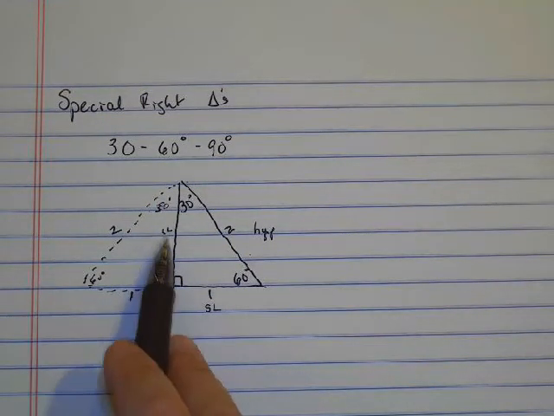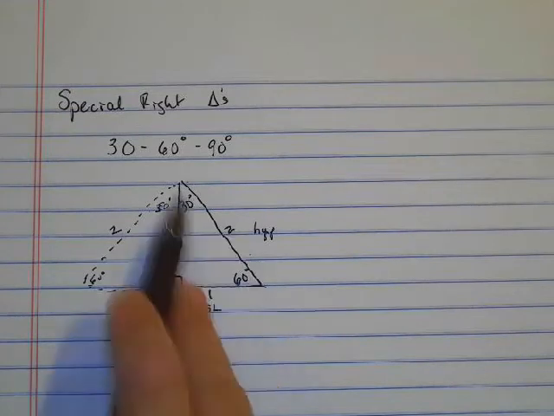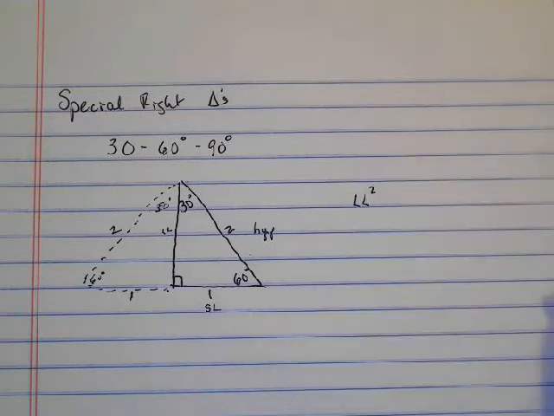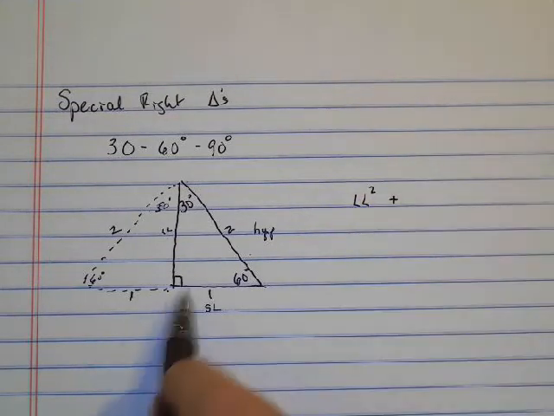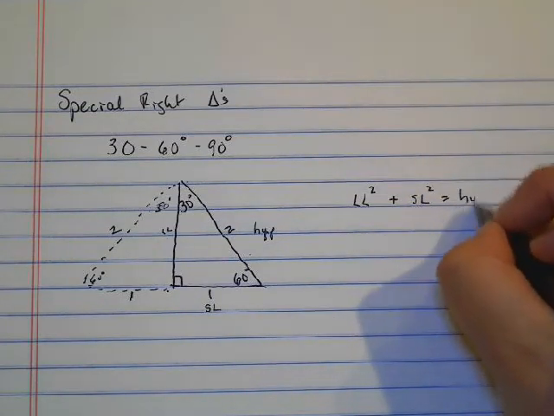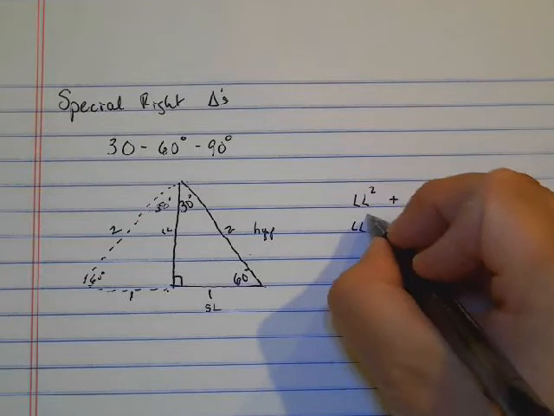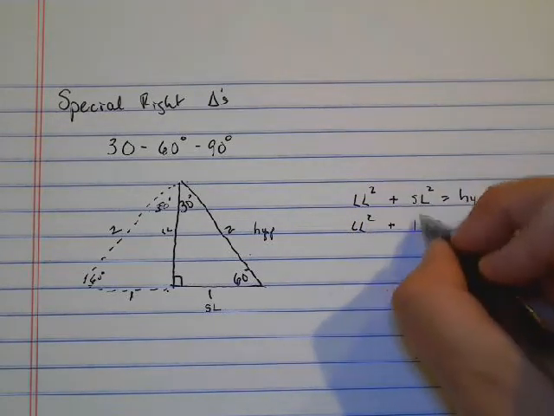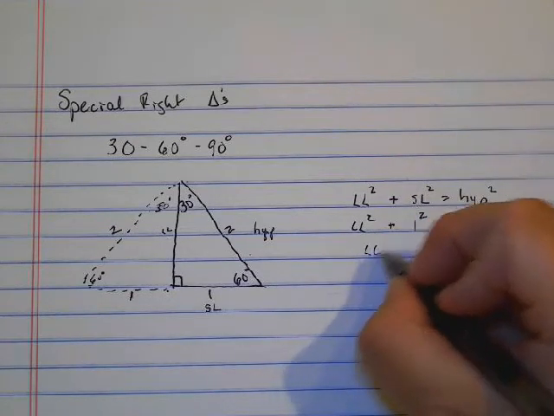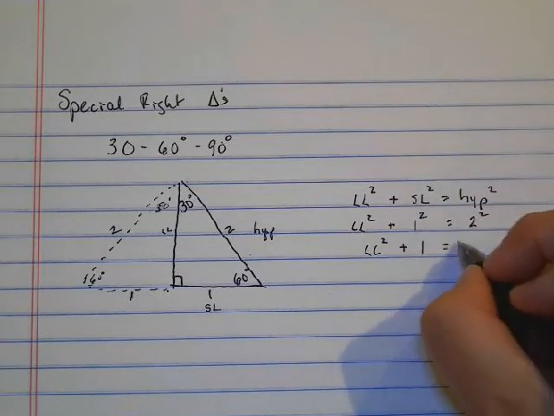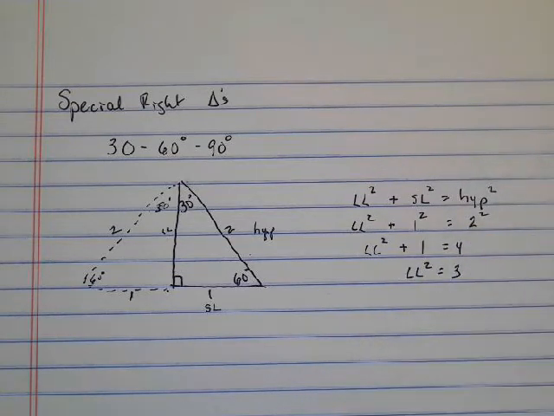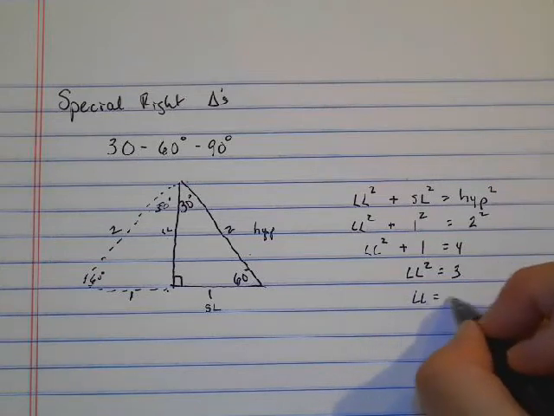To find the third side of our smaller triangle now, we can use the Pythagorean theorem. We can say that the long leg squared plus the short leg squared is going to equal the hypotenuse squared. We don't know our long leg, that's what we're trying to find. Our short leg was 1, and our hypotenuse was 2. So long leg squared plus 1 equals 4. So long leg squared equals 3. So the long leg equals the square root of 3.